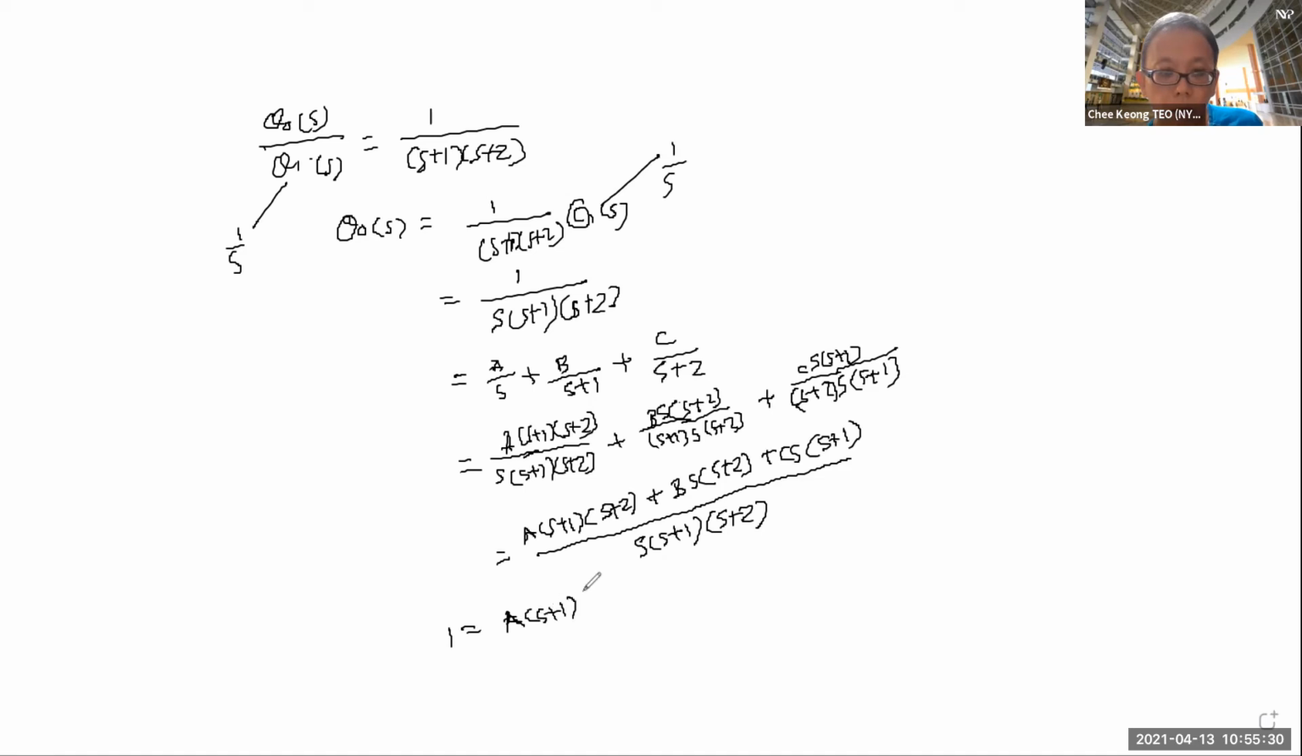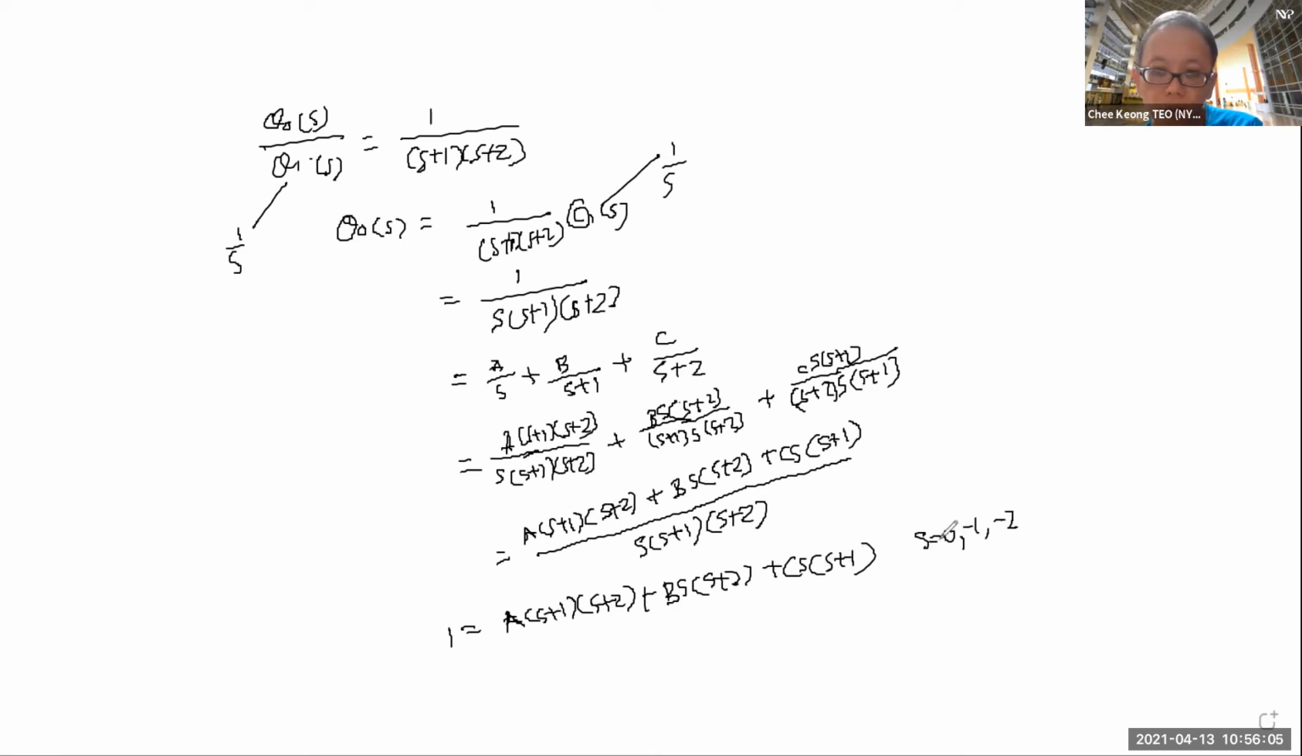(s plus 1)(s plus 2), plus b s (s plus 2), and of course plus c s (s plus 1). Now, if you try to equate and find out the expression, there are only 3 possible solutions. One of them is s equals 0. The other ones are s equals minus 1 and s equals minus 2. So 3 possible solutions: s equals 0, s equals minus 1, and s equals minus 2, right?